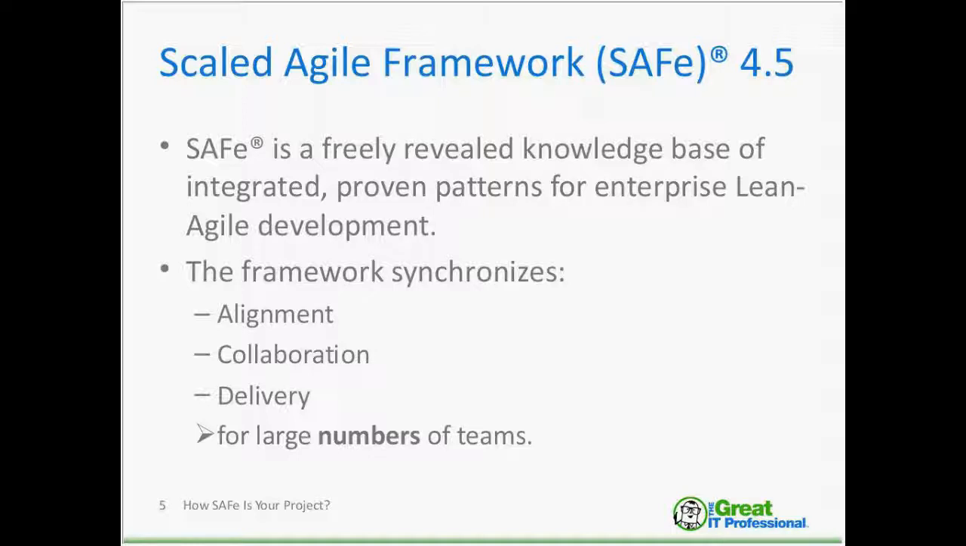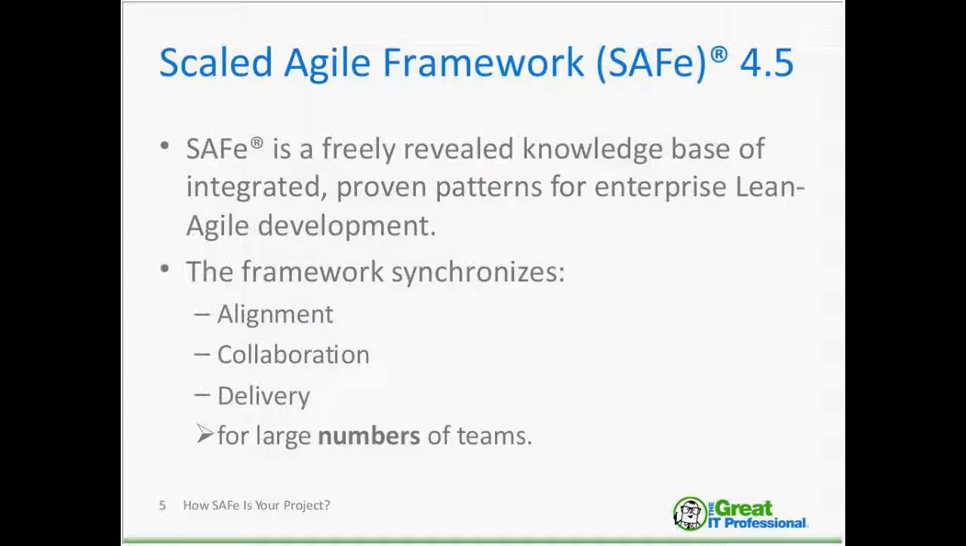Anyway, let's get started. We're going to talk about what exactly the Scaled Agile Framework is. It's described as a freely revealed knowledge base of integrated, proven patterns for enterprise Lean-Agile development. That's the textbook definition of the framework. But in simple terms, everything about the framework is open, nothing's hidden. What you see is what you get. It's integrated. The whole platform is integrated, and the patterns have been tested and proven before they were put into practice. Something that has been proven to work and be effective for Lean enterprise organizations.